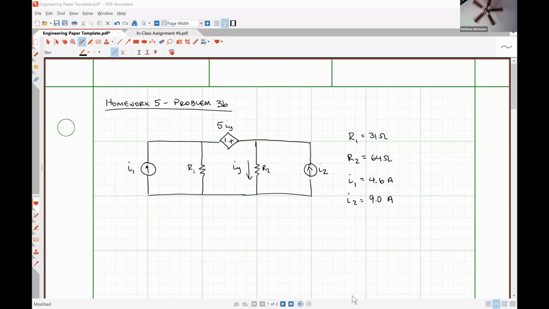So in homework 5, problem 3B, we have the following circuit. It has 2 independent current sources and 1 dependent voltage source. We're going to work the problem with turning off the current source I2 and leaving I1 on, and then work the problem again with the current source I1 off and I2 on. We can never turn off the dependent voltage source in this case, so that always needs to be left on.